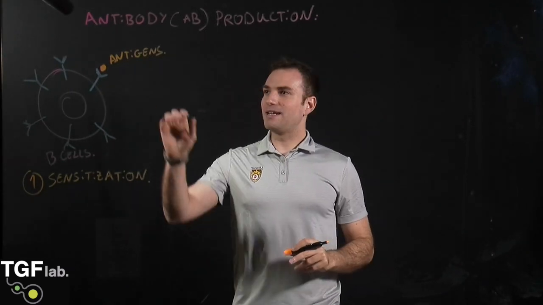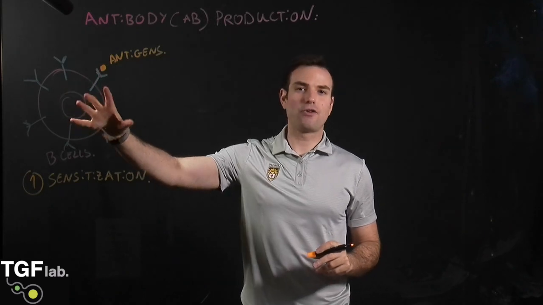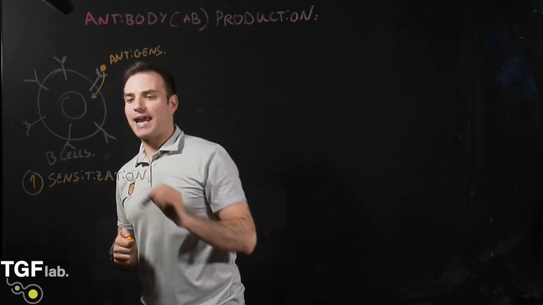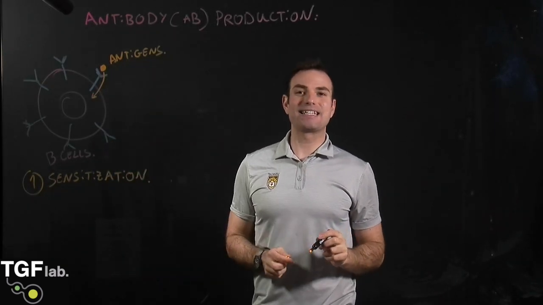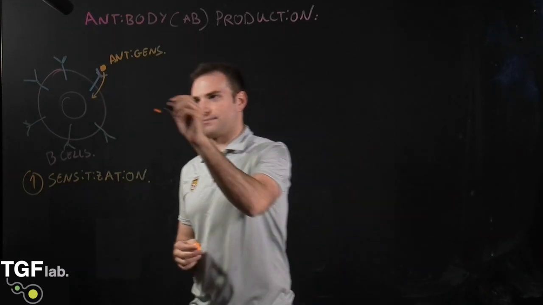Okay, so these antigens are going to interact with the antibodies on the surface of the B cells. And then these antigens are going to be taken up by the B cells, which are going to display these antigens on their class 2 major histocompatibility complex.